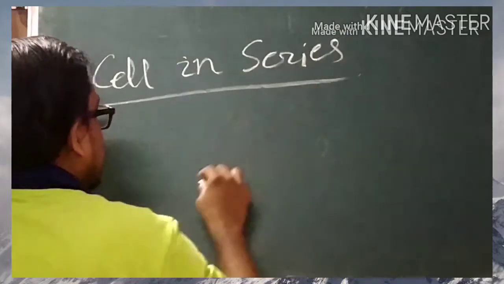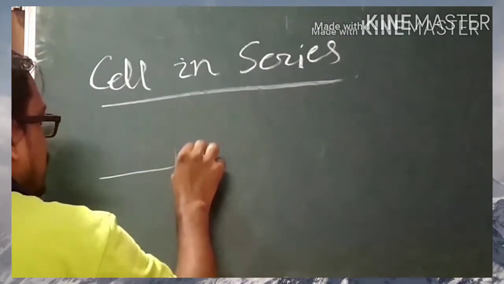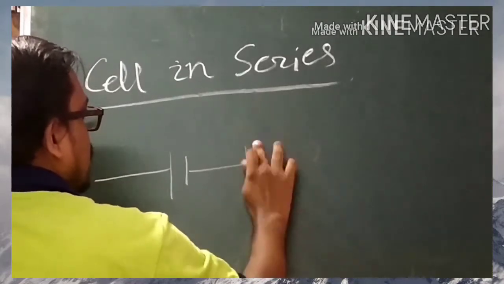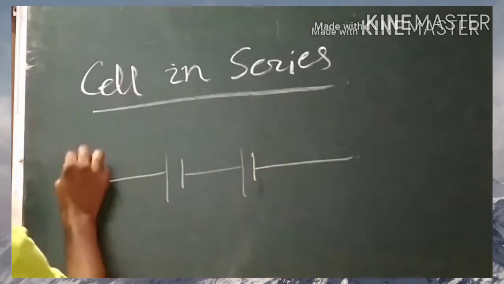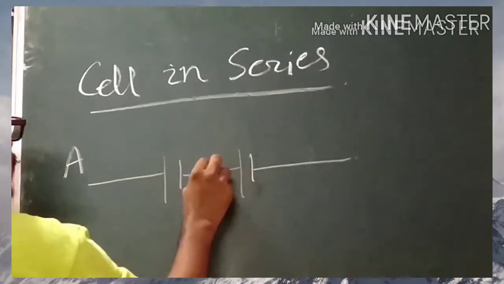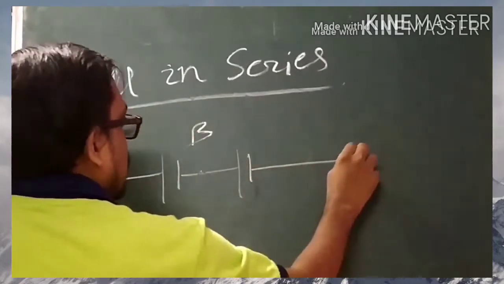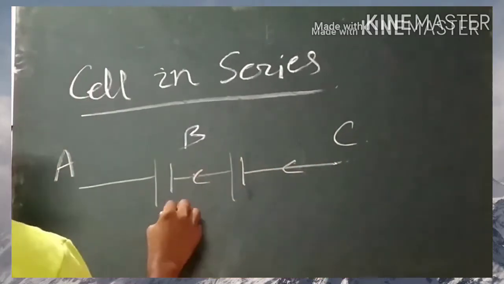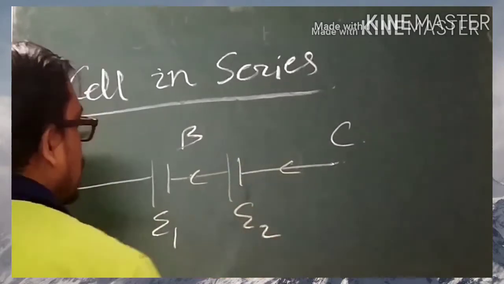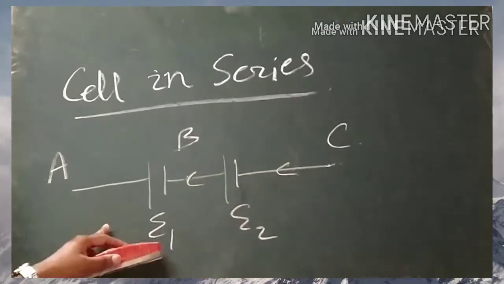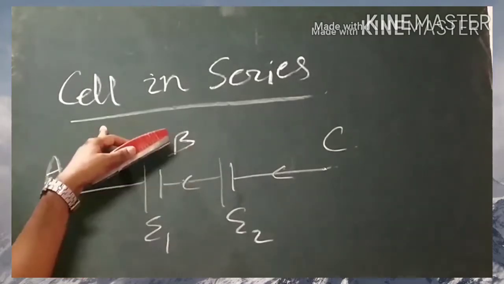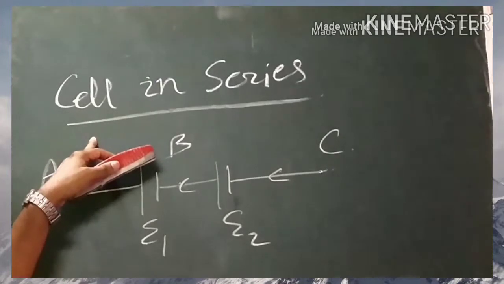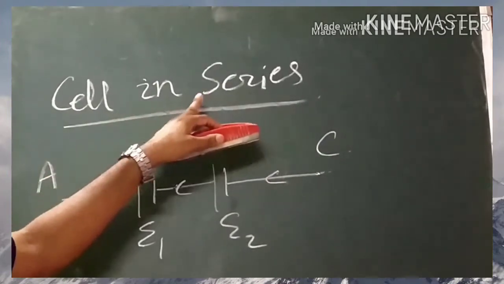So, cells in series. Here two cells are connected in a series connection, and we have to find out what the analysis is for cells in series connection.